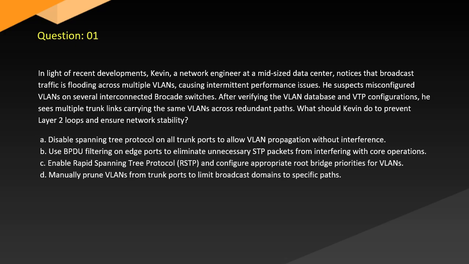A. Disable spanning tree protocol on all trunk ports to allow VLAN propagation without interference. B. Use filtering on edge ports to eliminate unnecessary STP packets from interfering with core operations. C. Enable rapid spanning tree protocol, RSTP, and configure appropriate root bridge priorities for VLANs. D. Manually prune VLANs from trunk ports to limit broadcast domains to specific paths.